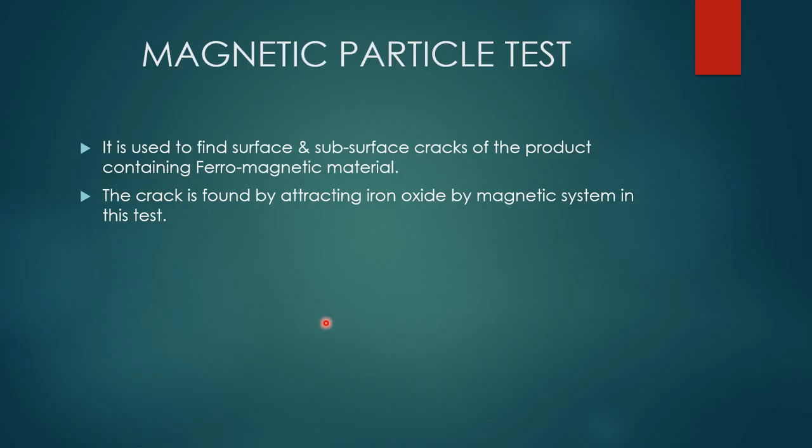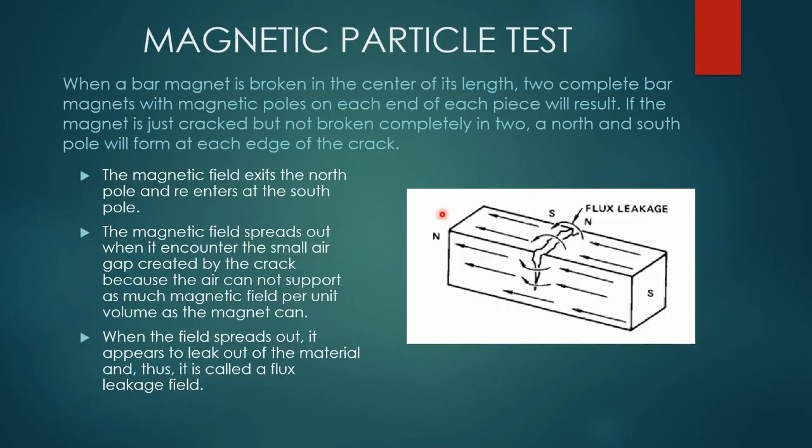Now third one, magnetic particle test. So magnetic particle test is used to find surface cracks as well as subsurface cracks up to some level, maybe up to 10 mm to 15 mm. We cannot go more than that. It cannot detect defects beyond that surface. So the crack is basically found out by attracting iron oxide by magnetic system in this test. So let's see the principle of that.